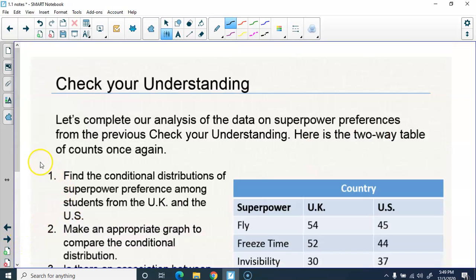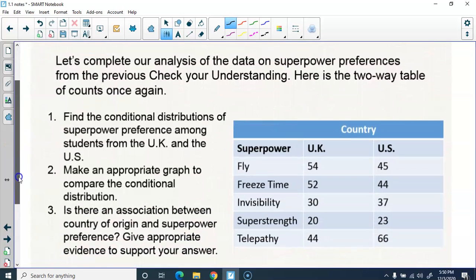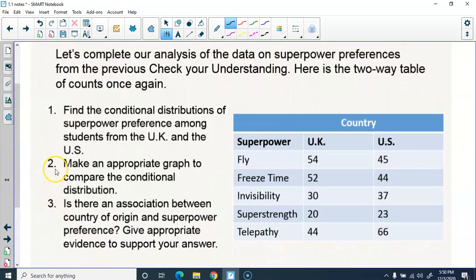So let's do an example. Let's complete our analysis of the data on superpower preferences. Remember that this was our example that we looked at earlier for marginal distribution. Now we're going to look at conditional. Find the conditional distributions of superpower preference among students from the UK and the US, which means our totals are going to be the UK and US totals.